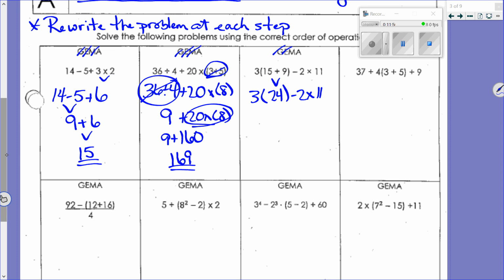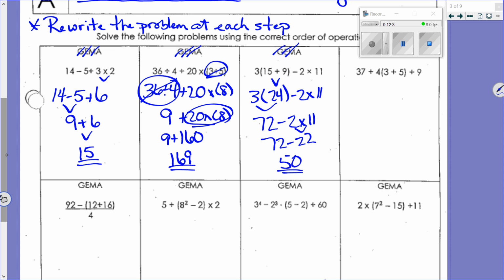Yes. So here's why those parentheses become important. Because I have a number next to parentheses and another number, that actually means what? Multiply. So I'm actually multiplying those numbers. 3 times 24 is going to give me 72 minus 2 times 11. Do I have any more multiplying or dividing? Yes. 2 times 11. So 72 minus 22. Am I done with my multiplying and dividing? Yep. So all I have to do is subtract. 72 minus 22 gives us 50.